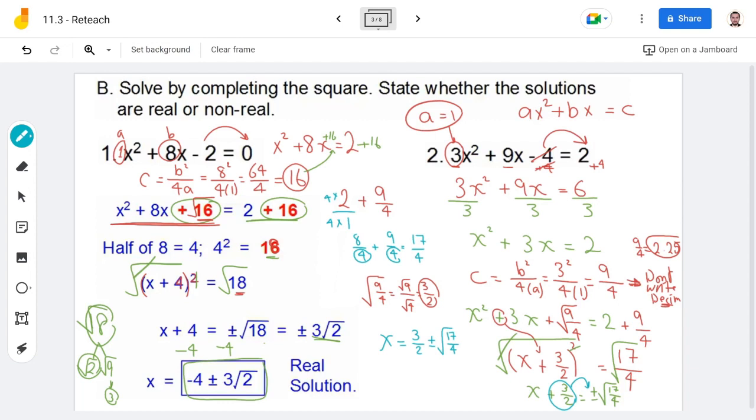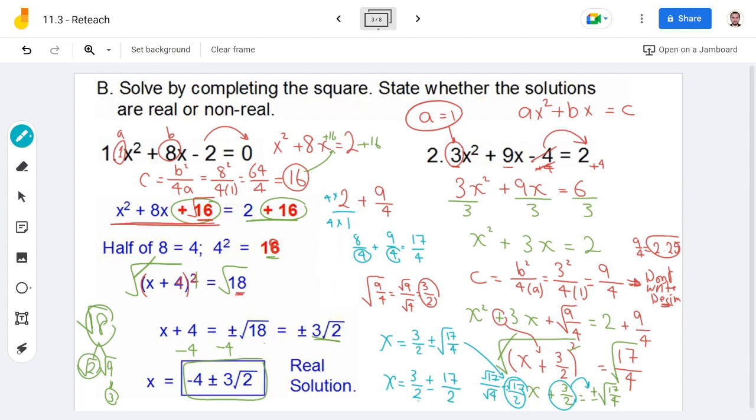So now if I distribute the square root here, square root of 17 over square root of 4. So it will be what? Square root of 17 over 2. So I can simplify this one to be like this. So now let's rewrite it at the end: 3 over 2 positive negative square root of 17 over 2.